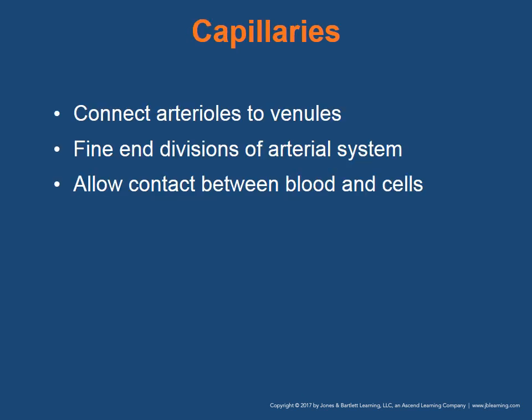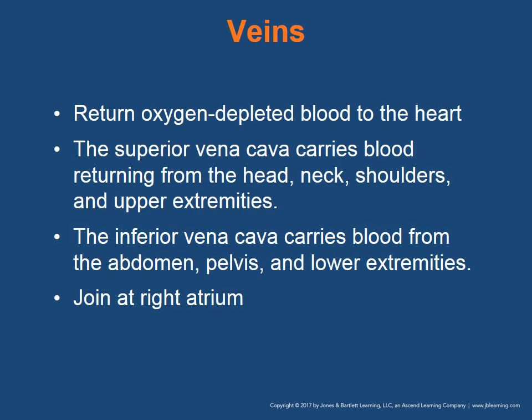So capillaries connect arterioles to venules. The fine end divisions of the arterial system allow contact between blood and cells, right? This is where the diffusion happens. This is where external and internal respiration happen. Veins return oxygen-depleted blood to the heart. The superior vena cava carries blood returning from the head, neck, shoulders, and upper extremities. The inferior vena cava carries blood from the abdomen, pelvis, and lower extremities. They join at the right atrium.